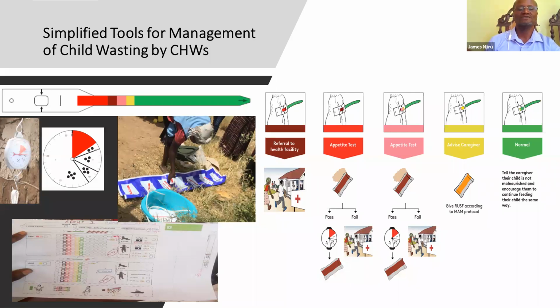And then in terms of calculating the dosage for either 1 week, 7 days dosage, or 14 days for moderate acute malnutrition, they use a simplified dosage calculator. So these icons have been very, very useful, and low literacy CHVs are able to use them. Proceed.